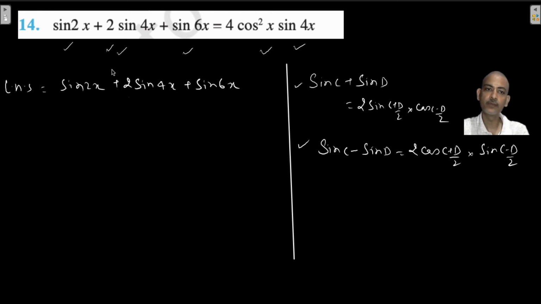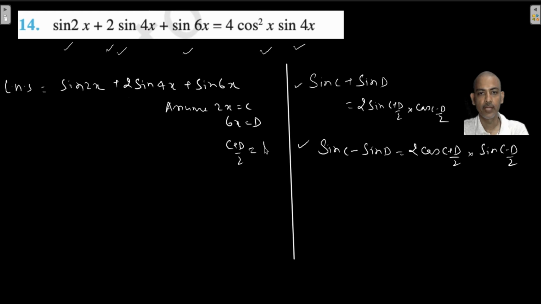And why do we do it is because also you see that, if I assume 2x equals C and 6x equals D, then what we can see, (C plus D) by 2, what will be my (C plus D) by 2? You can see this will be 8x by 2, which is nothing but 4x. So I am getting some expression with sin 4x, right? And that is why I want to club this and this together. Alright, so let's club this together and then try to work with this. Sin 2x plus sin 6x plus 2 sin 4x.